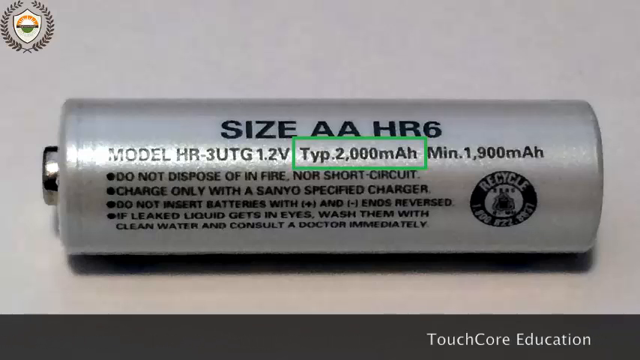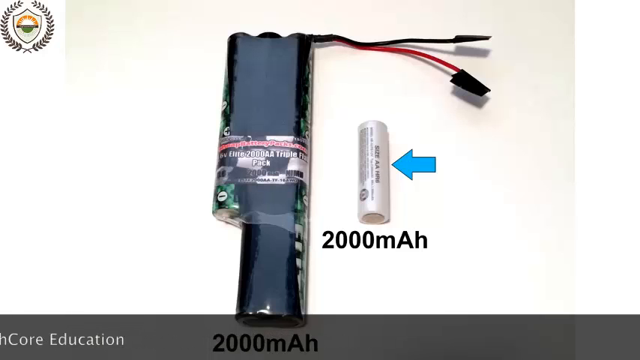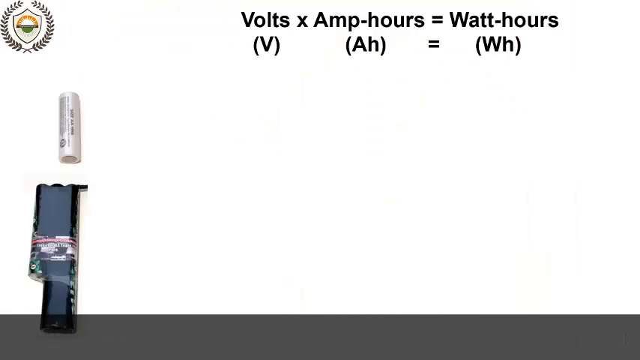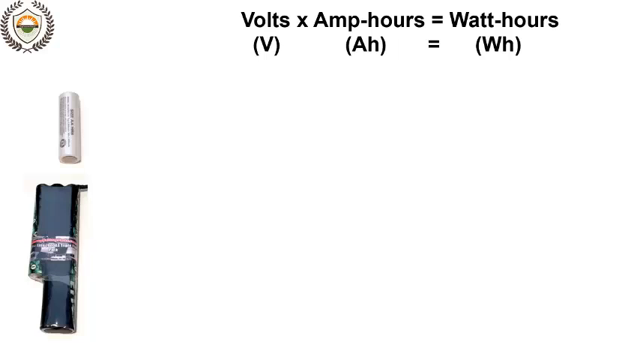Now here's something to get you thinking. This is a 1.2 volt 2 amp hour battery. Over here, we have a 9.6 volt 2 amp hour battery pack. So if these are both 2 amp hour batteries, do they both hold the same amount of energy? Of course not. The 1.2 volt battery will theoretically deliver 2 amps for 1 hour, with a voltage of around 1.2 volts. The 9.6 volt battery pack will also theoretically deliver 2 amps for 1 hour, but with a voltage of around 9.6 volts.